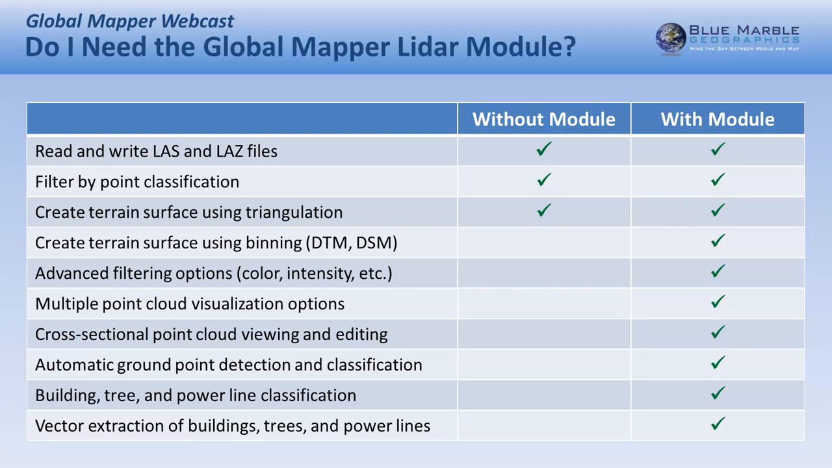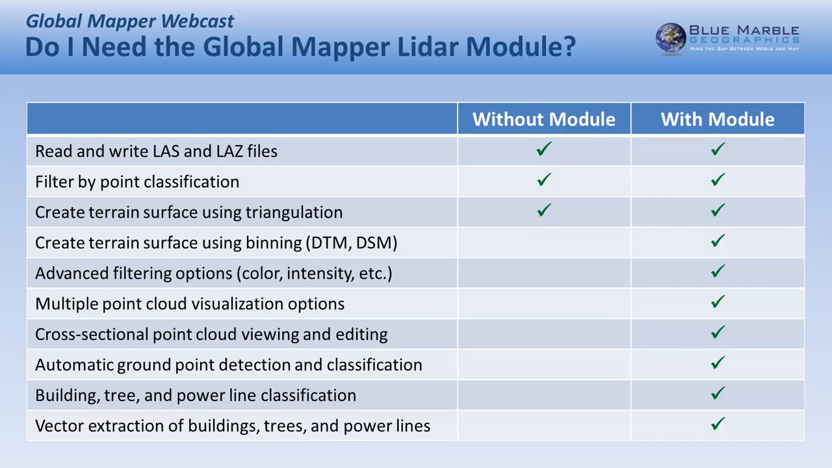All of the additional line items are obviously features that enable a lot more advanced processing. Terrain surface using the DTM and DSM processes that Katrina just demonstrated, the filtering options we went through, reclassification of points, automatic reclassification of points based on those geometric characteristics. Cross-sectional viewing, something we used a lot during our scenarios, is only available with the module.